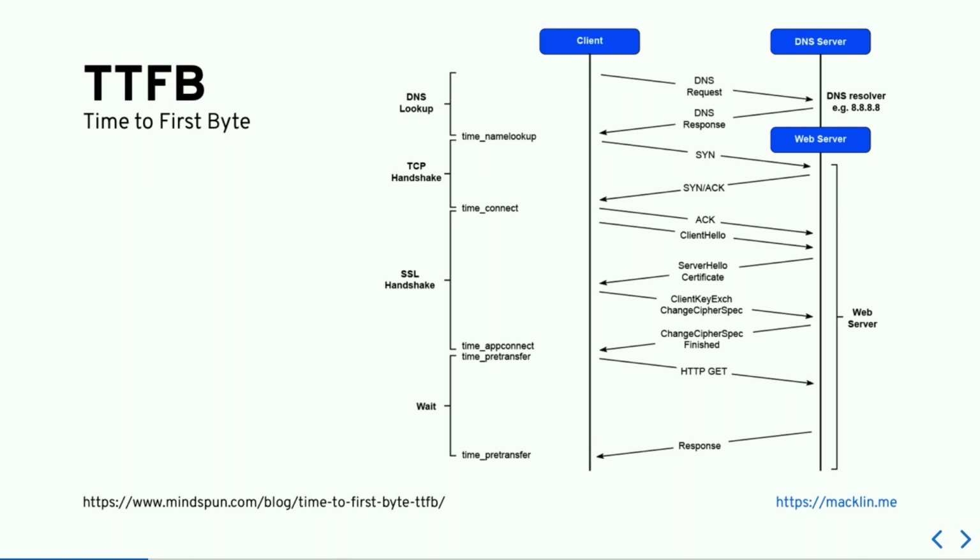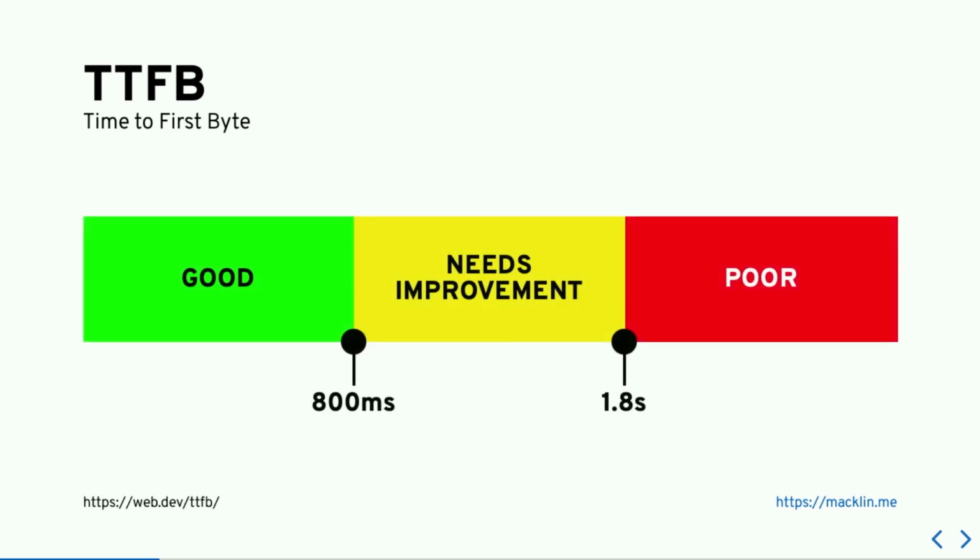Obviously, all this happens quite quickly, but when we're talking about web performance, we're talking about quite a short time frame and trying to improve that. And the Web Performance Working Group says that when you're tracking this metric, a good value for this metric is something under 800 milliseconds, and anything over 1.8 seconds is sort of a target for improvement.